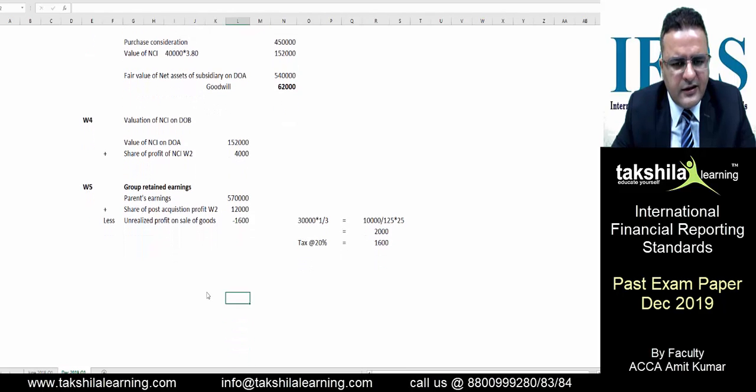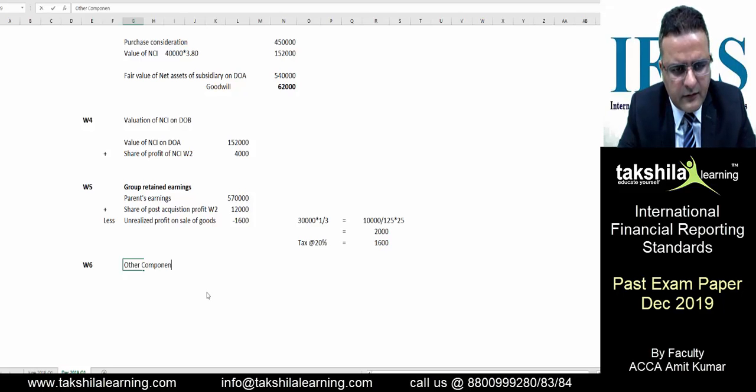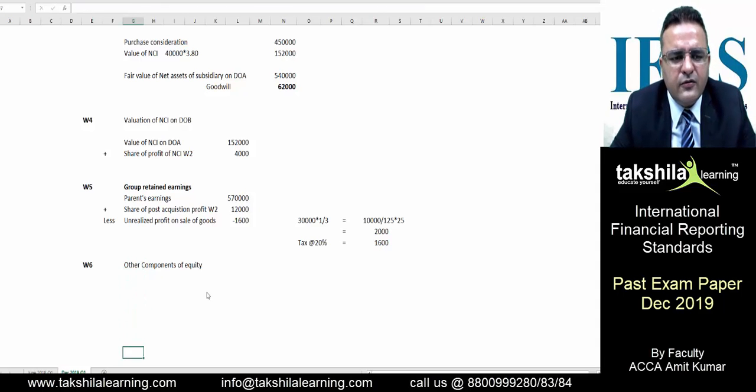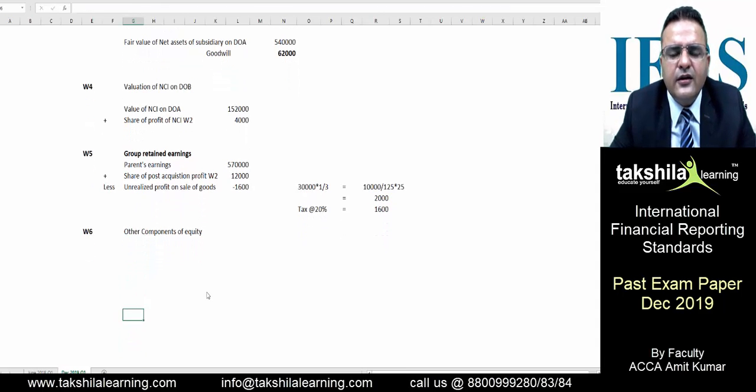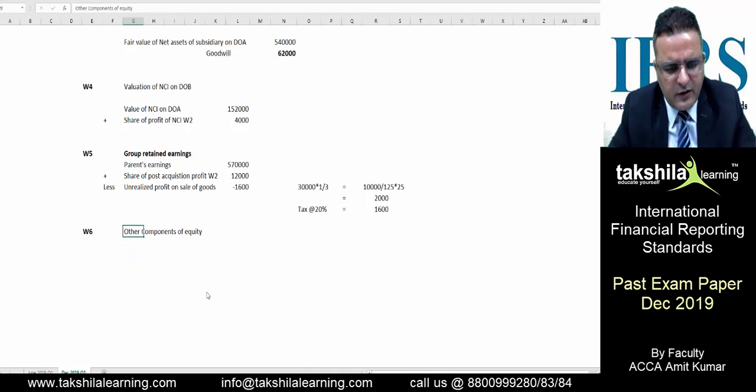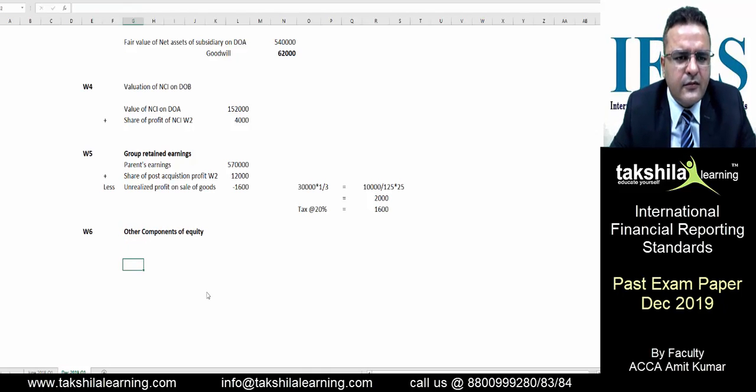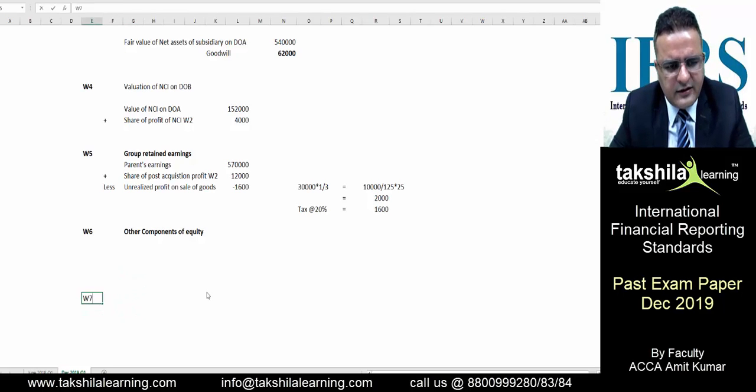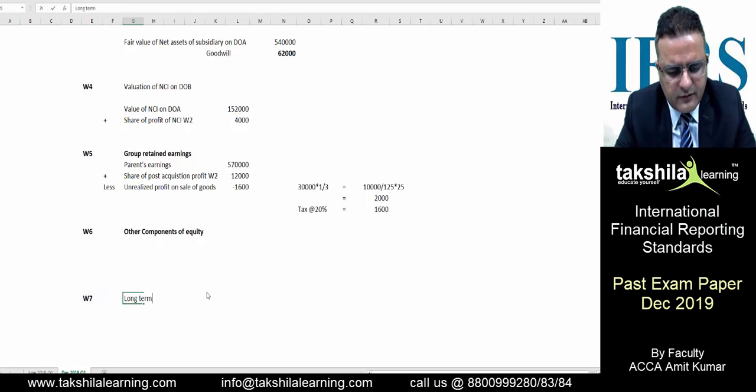So working note number 6, we thought to give to other components of equity. Other components of equity, so we'll leave space for it. In other components of equity, there will be 2 components, one from unrealized gain or loss from pension and one will be equity portion from this entity. So working note number 7 is actually for long-term borrowings.